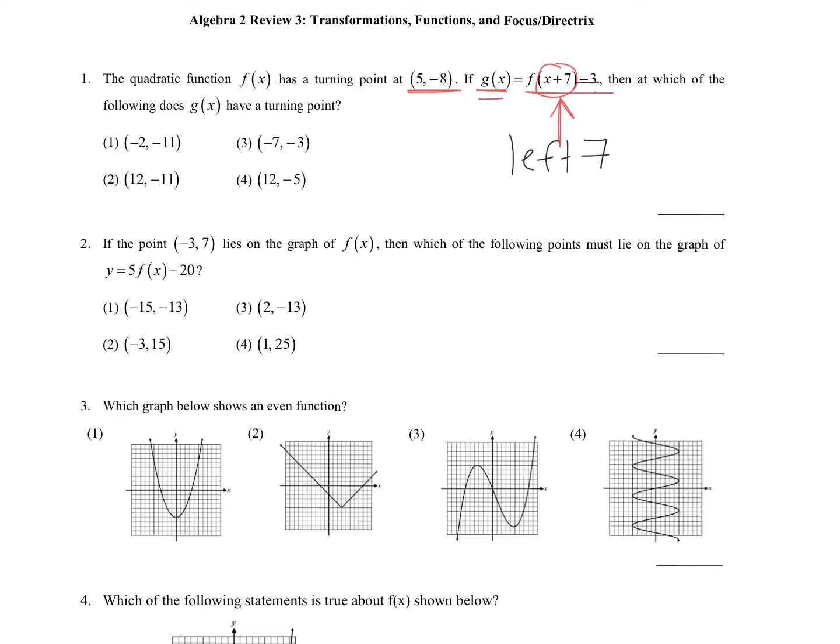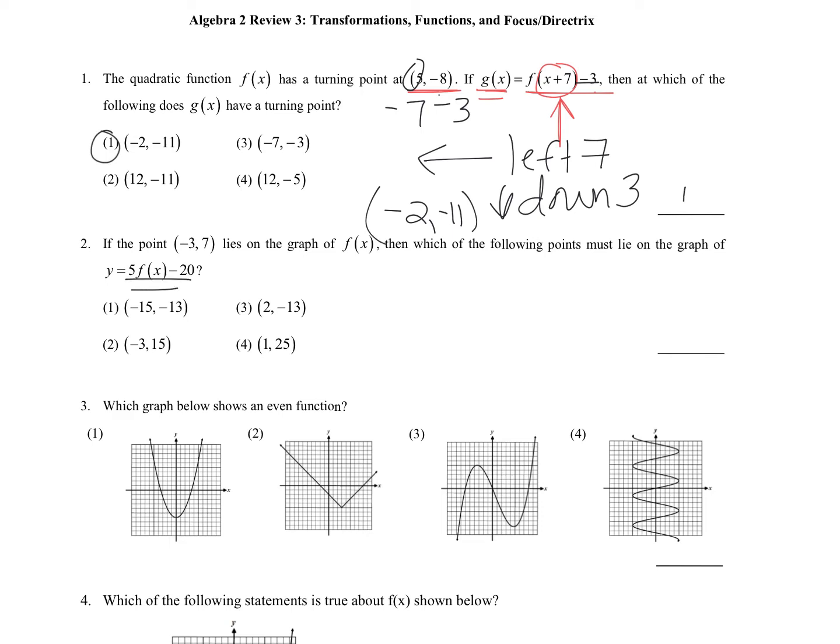And then the -3 moves it down 3. So we're going left 7 and down 3. So from the x value, I'm going to subtract 7. And from the y value, I'm going to subtract 3. So that would give me -2, -11 for the new turning point.